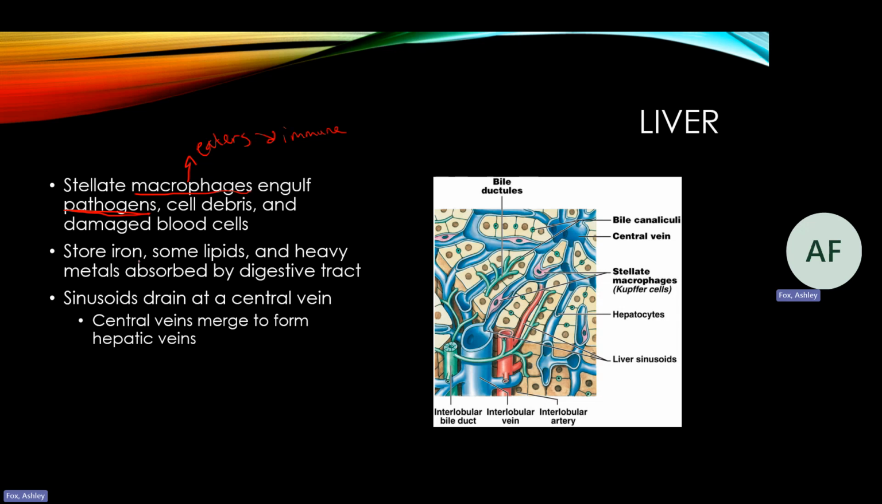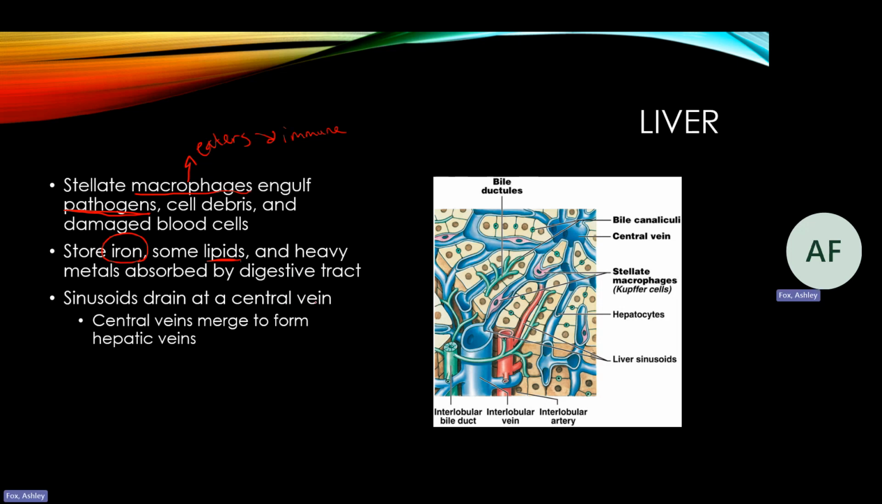Again, we store iron. If we want to store it, we don't want to get rid of it. We're always going to need iron to make red blood cells. Sometimes we can store some fat for energy if we need to. And sometimes it can absorb or store heavy metals. So they're not necessarily bad things. If we need any sort of heavy metal to make something, we can store it in the liver.